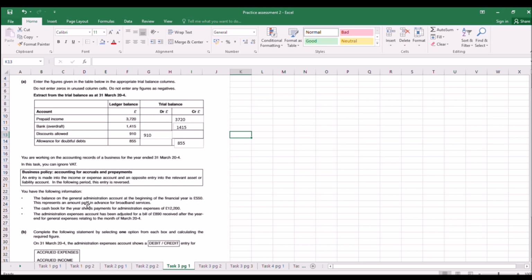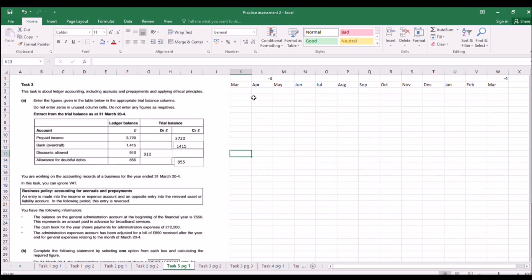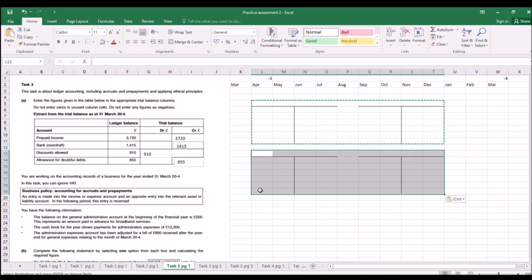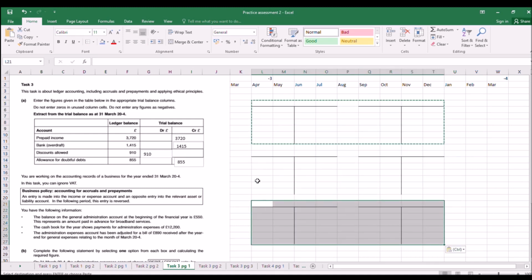Balance on the general administration account at the beginning of the year. So let's now start here. Let's produce our T accounts and start to drop them in. You really do not want to try and do these questions without T accounts and without timelines, as you will make life a lot harder for yourself. So we've got a general administration account.